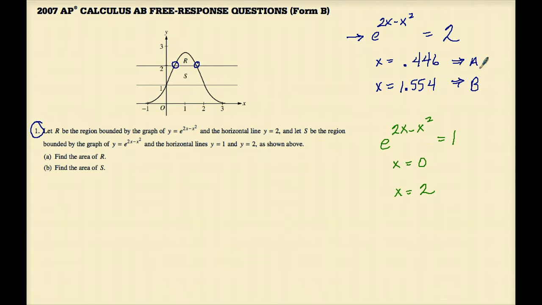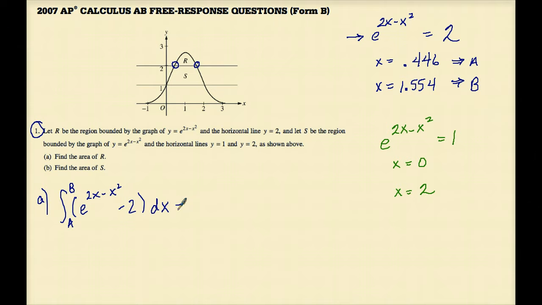I'm going to label the lower endpoint A and the upper endpoint B just to make it easier to write my integral. So the first integral will be from A to B, e to the 2x minus x squared minus 2 dx.